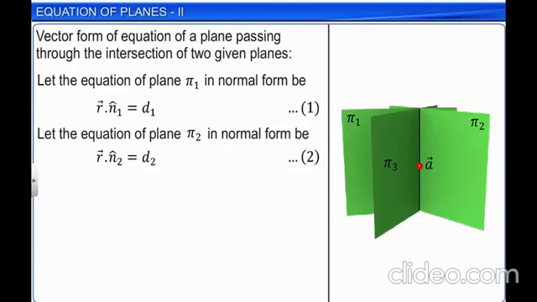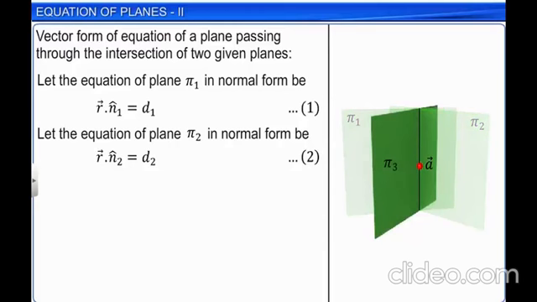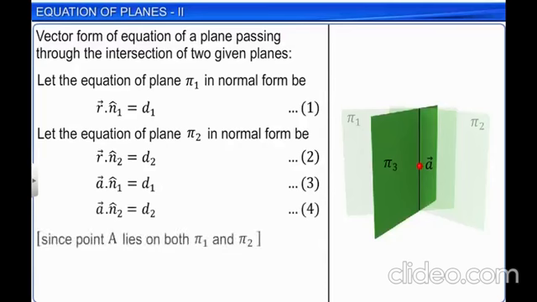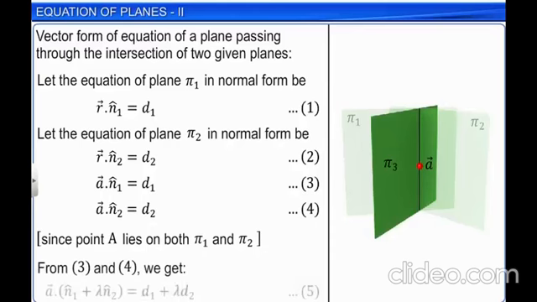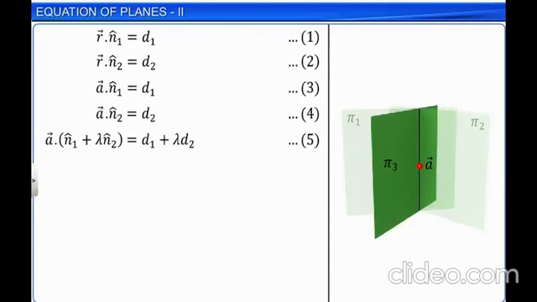Since point A lies on both the planes pi1 and pi2, its position vector must satisfy both equations 1 and 2. This gives us equations 3 and 4. Combining the equations of planes pi1 and pi2 for point A, we get equation 5.